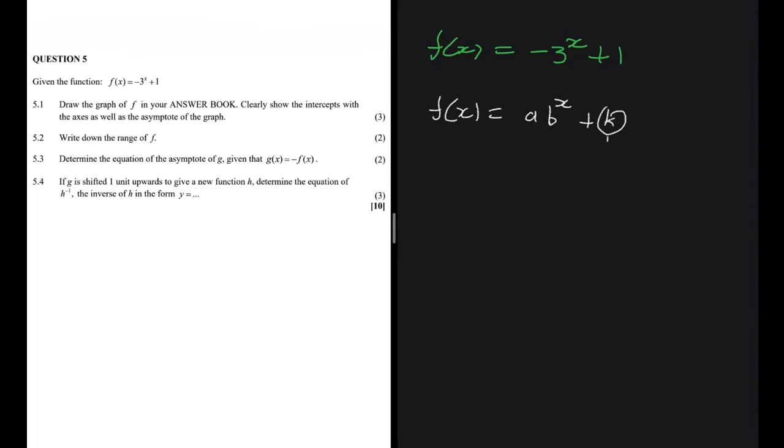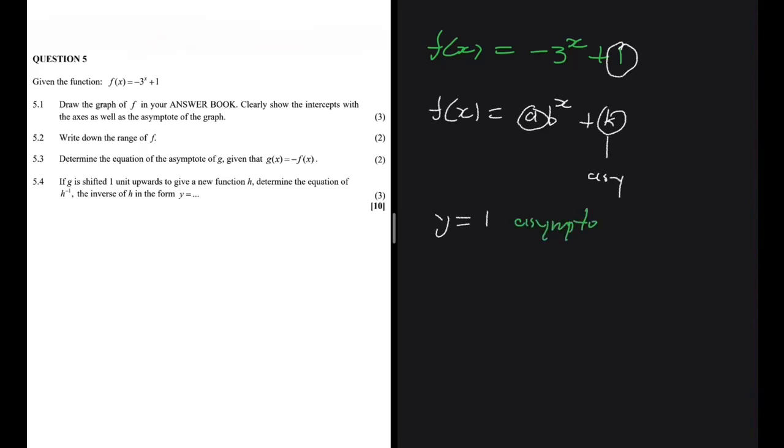So k is always going to give us the asymptote, right? And then the value of a is going to determine whether our graph is below the asymptote or above the asymptote. So let me show you what I'm talking about. So if we have f of x is equal to minus 3 to the power x plus 1, then y is equal to 1 is going to be our asymptote, right?